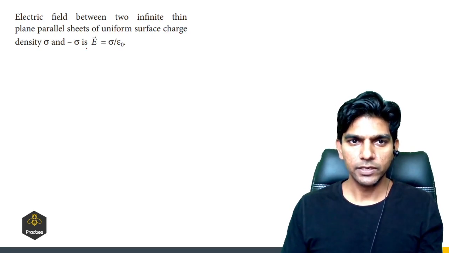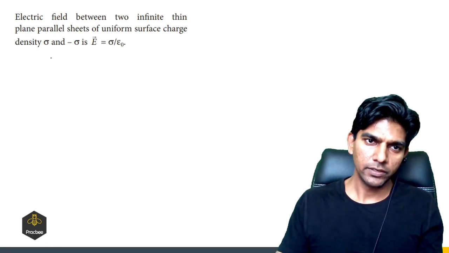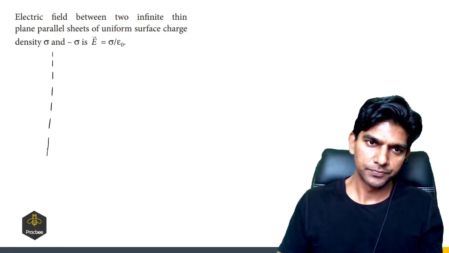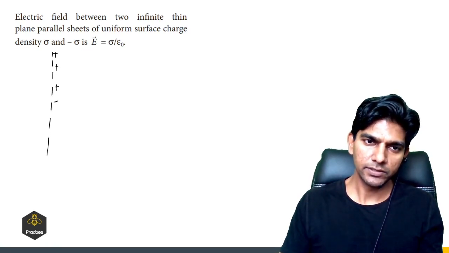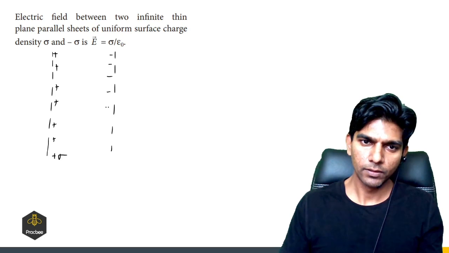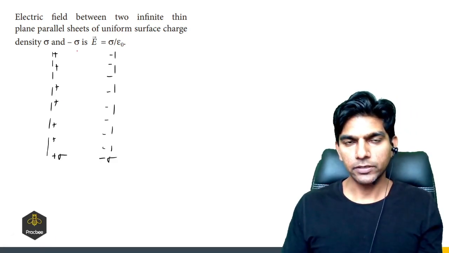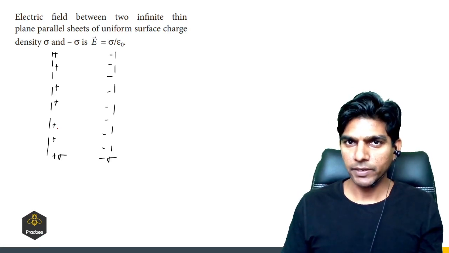surface charge density sigma and minus sigma is sigma by epsilon naught. Let us see. So here we are given two infinite sheets. One has surface charge density plus sigma, the other has surface charge density minus sigma. And we have just proved that the electric field by an infinite sheet of charge is sigma by 2 epsilon naught.